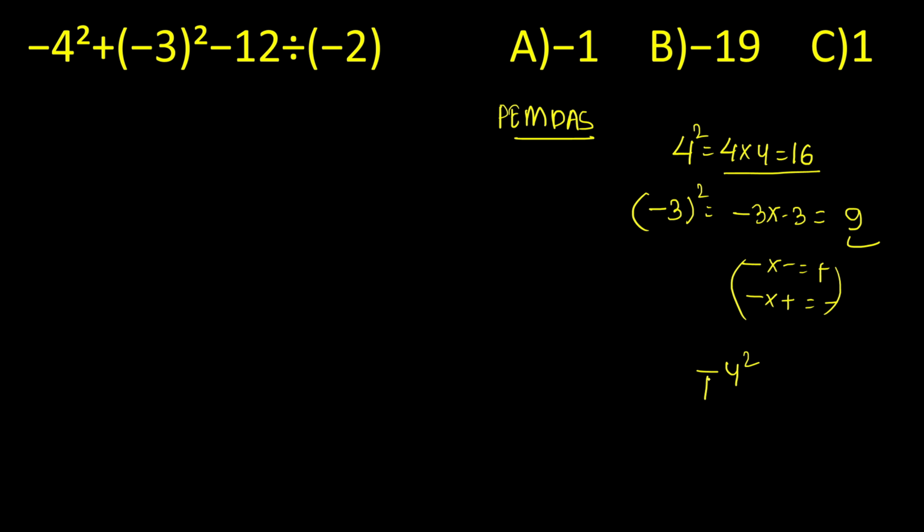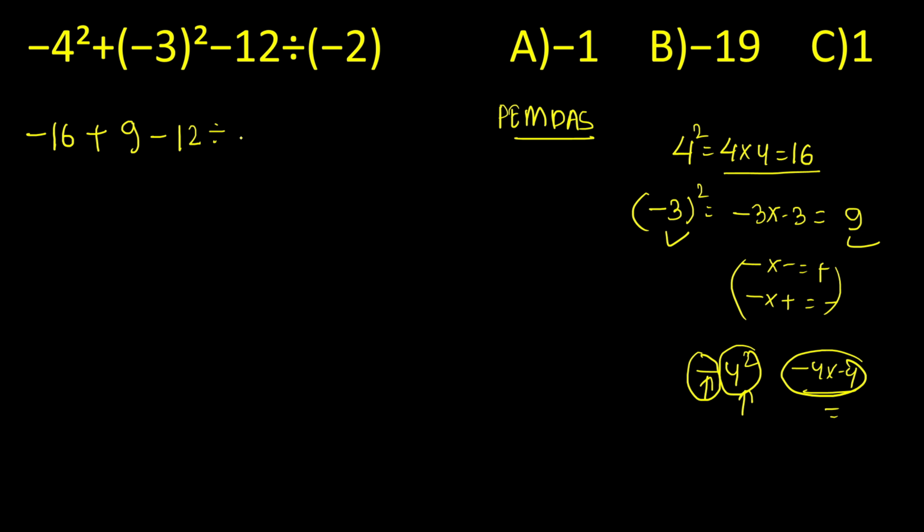And many are solving it like minus 4 square. This is a negative sign. This is an operation. This is not the value of 4 square; we have to put the value of 4 square, not minus 4 square. If this minus 4 is written in this format, then we will simply do minus 4 times minus 4, and then we will do this type of operation. Okay, so we will write here all values. So we will write minus 16 plus 9 minus 12 divided by minus 2 here, like this.